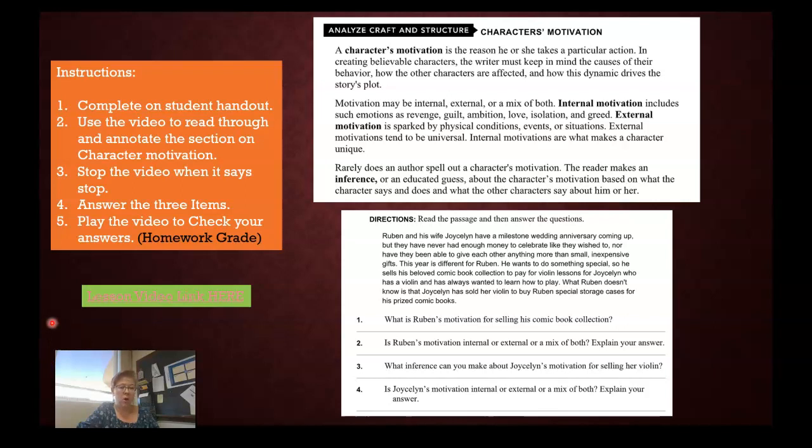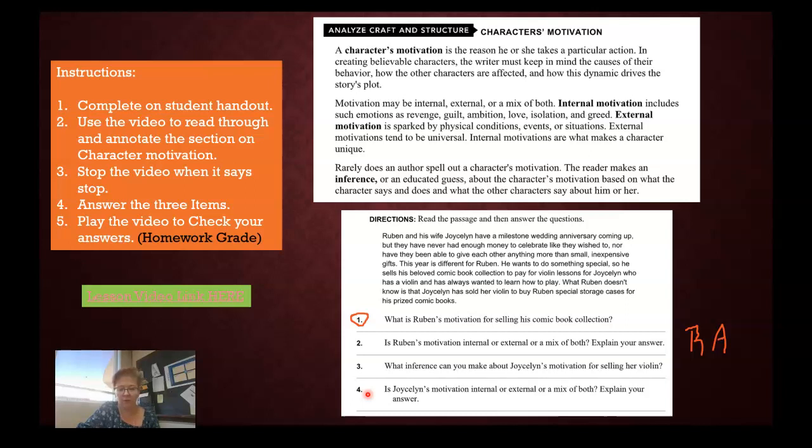Okay, so we know that he wants to buy a nice gift for his wife. There's a lot of reasons for why he wants to buy a nice gift, but that's why he's selling his comic book collection. So now we have to decide, is Reuben's motivation internal or external or a mix of both? You're going to explain your answer. So remember, we like complete sentences, so we're going to turn this into an answer. So to turn this into an answer, we're going to use RA, restate the question, answer the question.